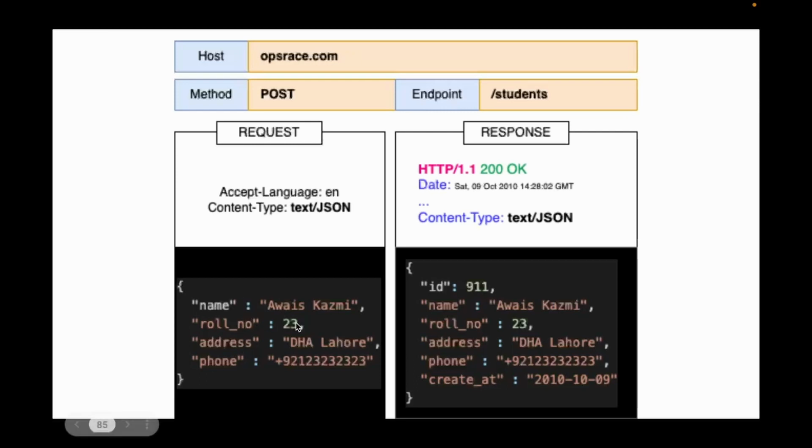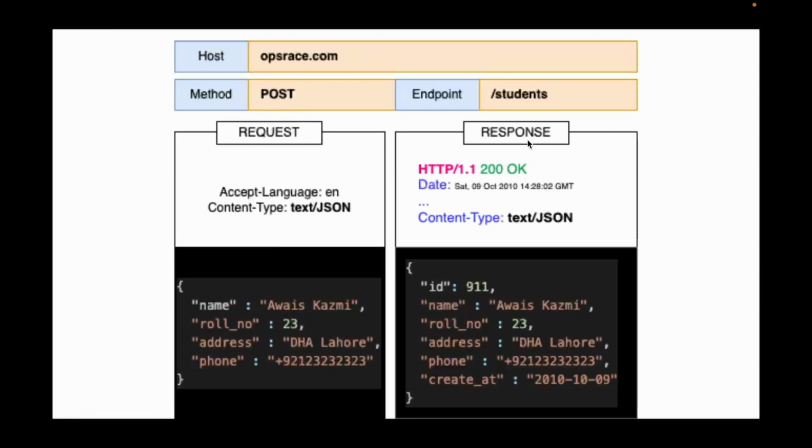This is a simple data format where you define the key and its value. Here we have defined the name and the value, the roll number and the value, the address and the value, and the phone number and the value. So this is simple data that we are sending. We want to save it. Why? Because we have mentioned the method post. Whenever we post the data, we expect that this data will be saved.